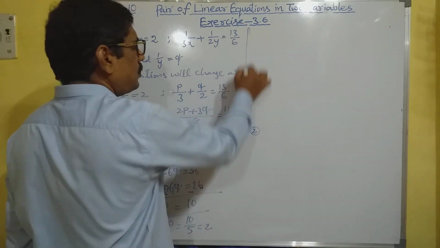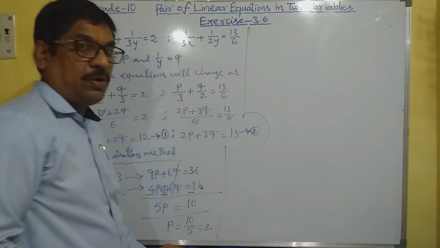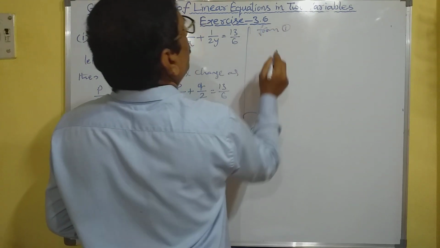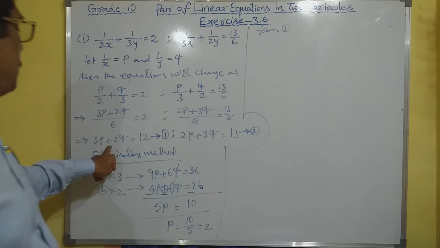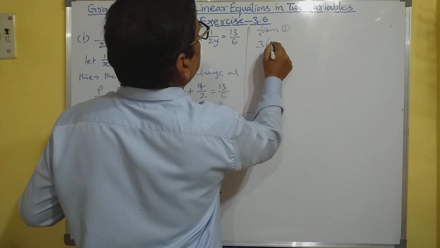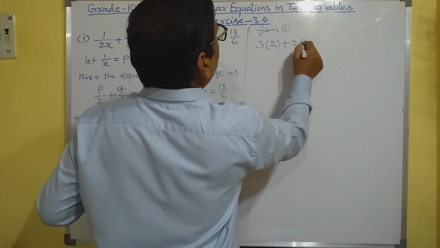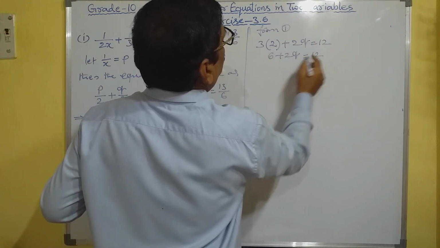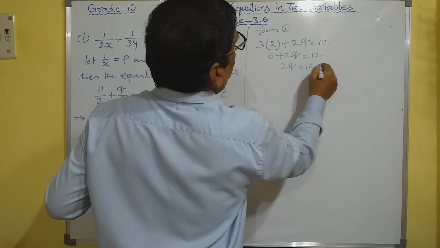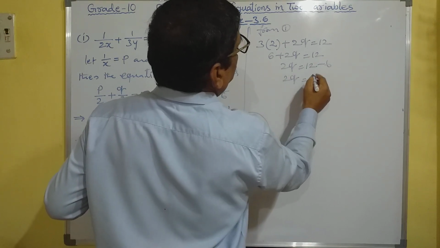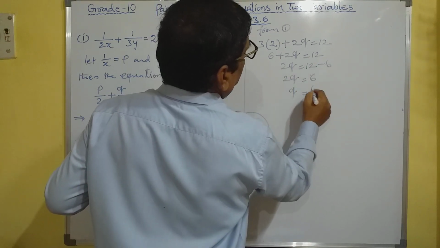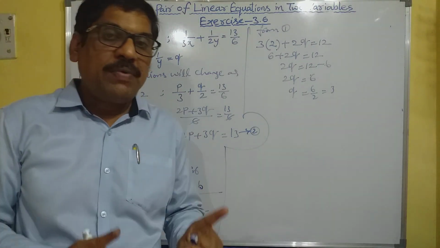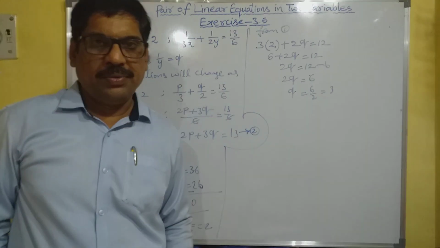Now we have to get the value of q. For that, from 1, you can take any equation. I have taken 1: 3p plus 2q. 3p, p value 2, plus 2q is equal to 12. 6 plus 2q is equal to 12. 2q is equal to 12 minus 6. Then q is equal to 6 by 2 is equal to 3. We have got the p value and q value.